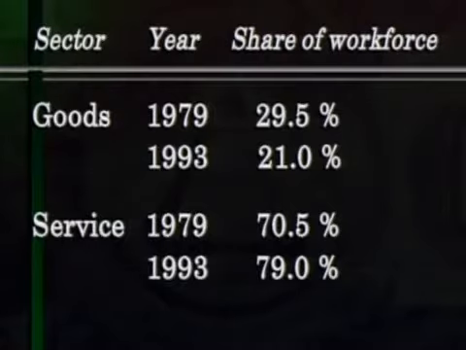Let's consider some data for the United States. In this table, we see the share of the workforce in the goods and service sectors for 1979 and 1993. Notice that the share of the workforce in the United States employed in the goods-producing sector has declined from about 30% to about 20%, while that of the service sector has increased from about 70 to 80%. This change in the composition would lower the average hourly wage for workers in the United States.